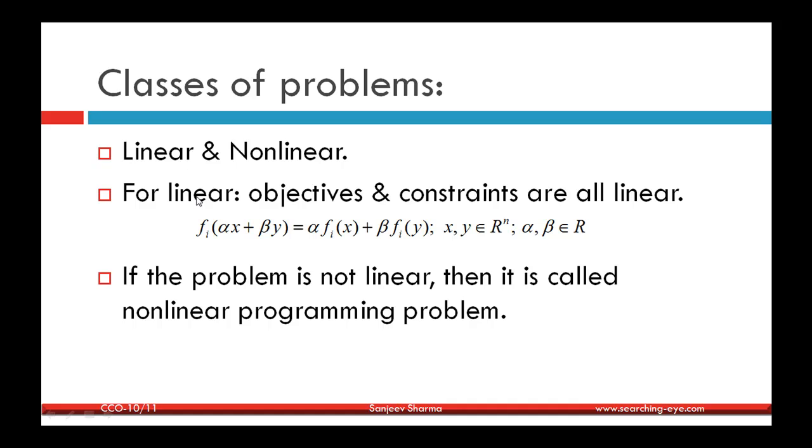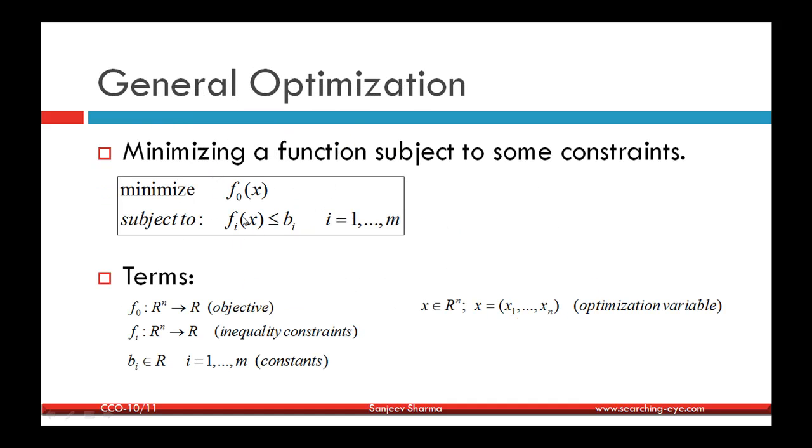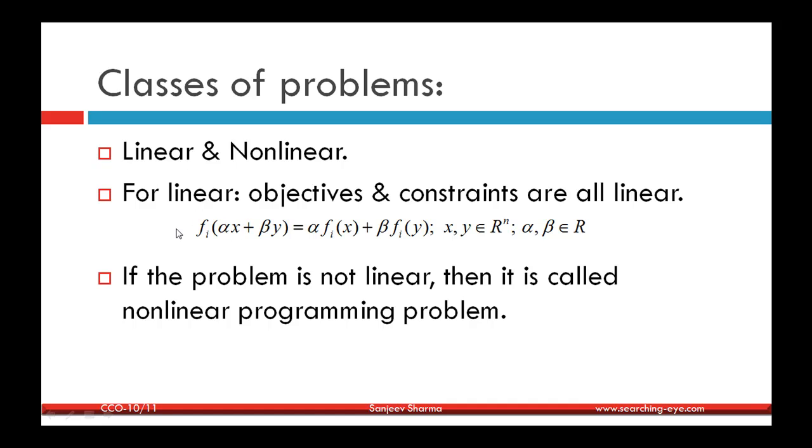For a mathematical optimization problem to be a linear programming problem, all the functions, that is f naught of x and all fi, should satisfy this condition. Each fi should satisfy that fi of alpha x plus beta y is equal to alpha times fi of x plus beta times fi of y, for all x and y in Rn and alpha and beta in R. So if all the functions f naught and fi's satisfy this condition, then the problem is known as a linear programming problem, and if any of the fi violates this condition, then the problem is a non-linear programming problem.